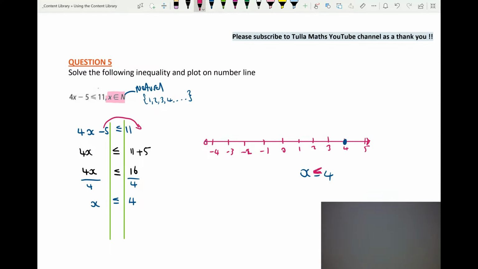This can kind of help you which way you plot them. See the way it's pointing this way. So all my dots have to go that way. So my next dot is going to go on the 3, the 2, the 1. Now I don't put a dot on the 0 because 0 is not natural. The natural numbers are 1, 2, 3, 4, 5, 6, 7, 8, 9, 10, 11, 12, all the way to infinity. So the only natural numbers that are less than or equal to 4 are 1, 2, 3, and 4.